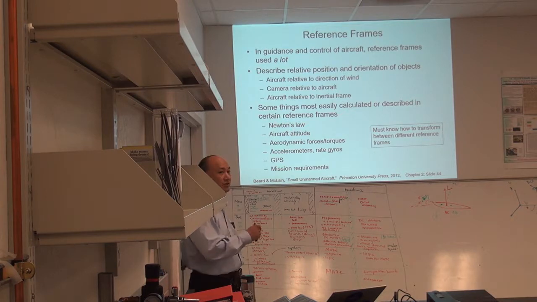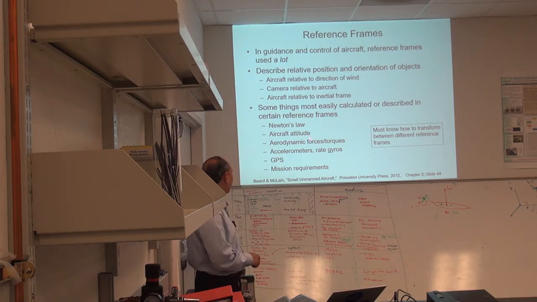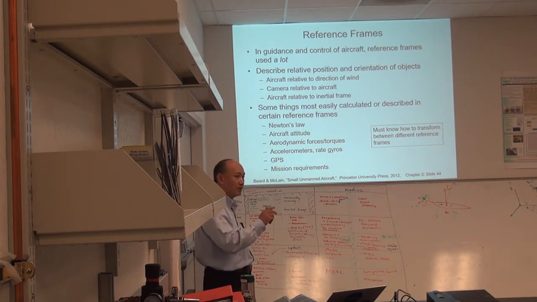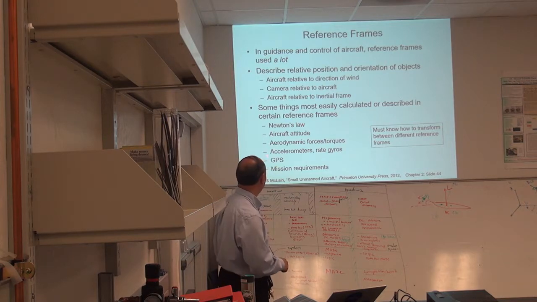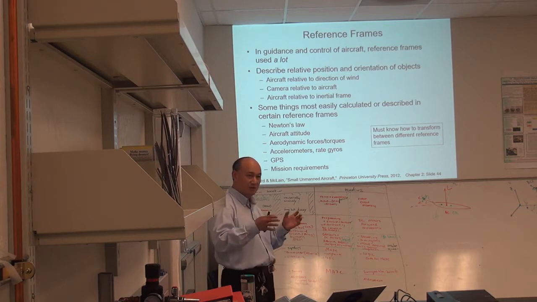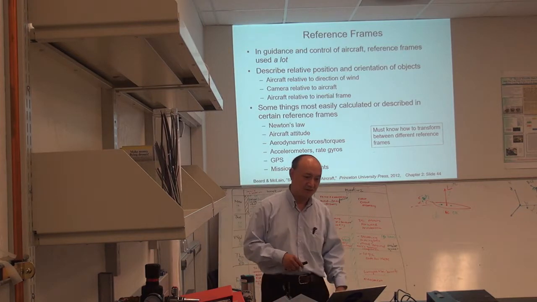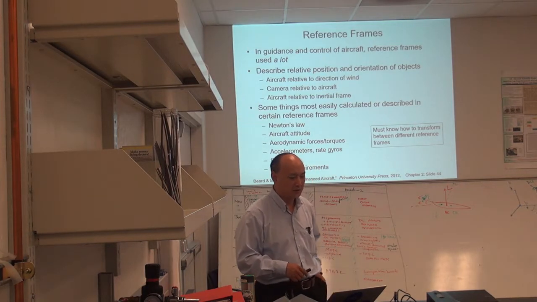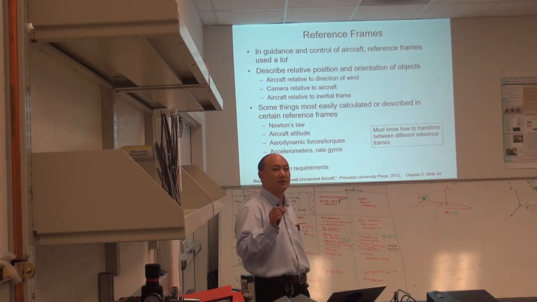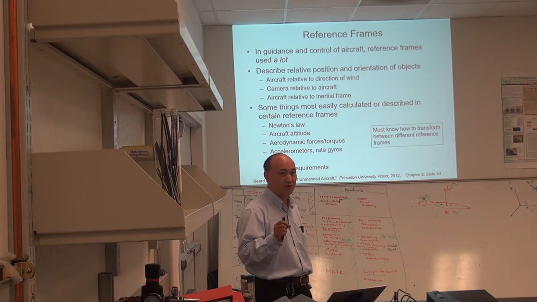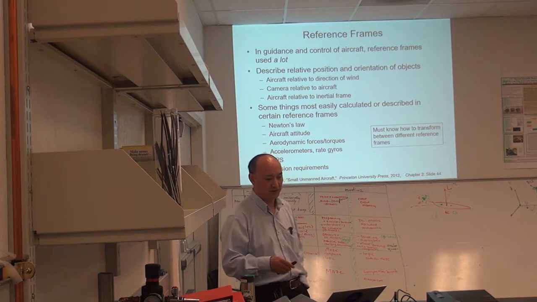Things are most easily calculated when described in a certain frame. Newton's law is much easier in Earth coordinate systems. Aircraft attitude, aerodynamic forces, accelerometer and rate gyro are in the body frame. GPS is in the Earth coordinate system. Mission requirements should be defined in the appropriate frame. So the conclusion is, depending on what you want to do, you should choose the right frame to discuss.